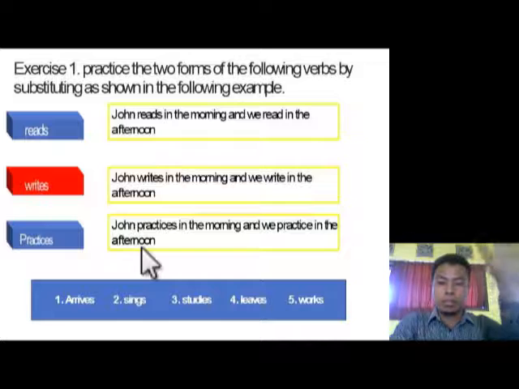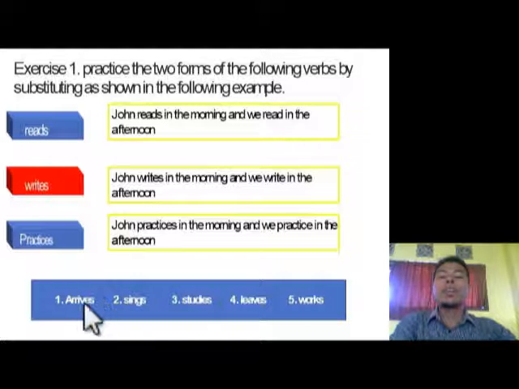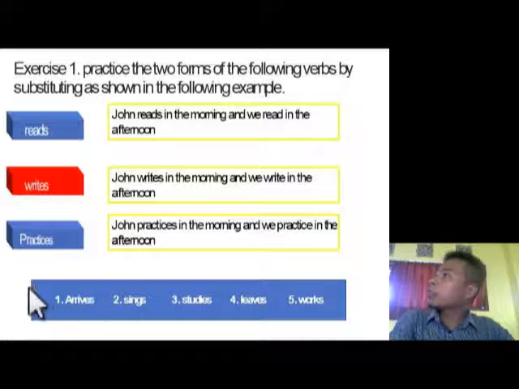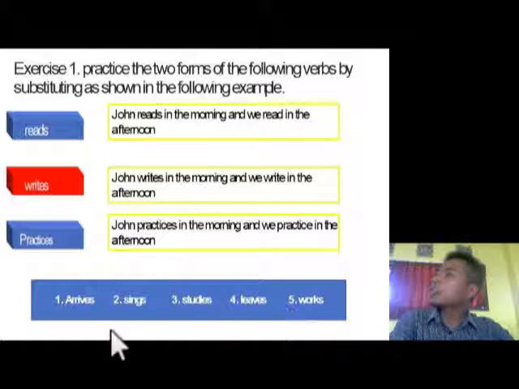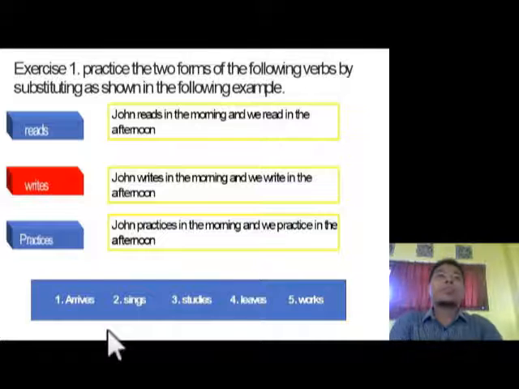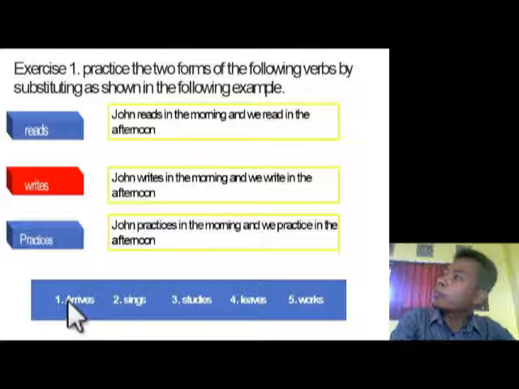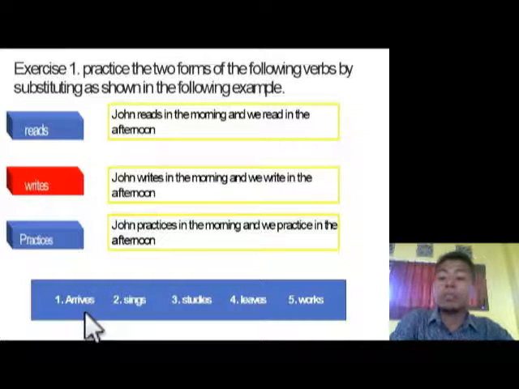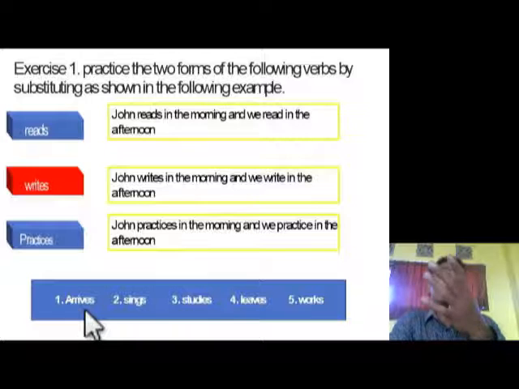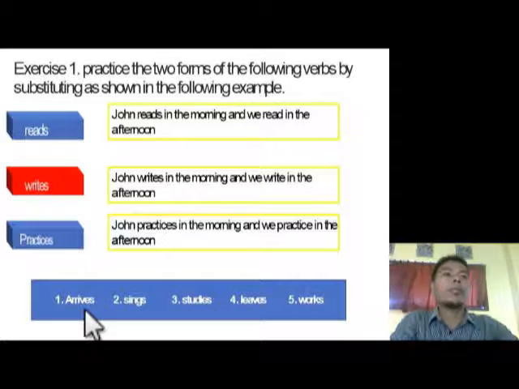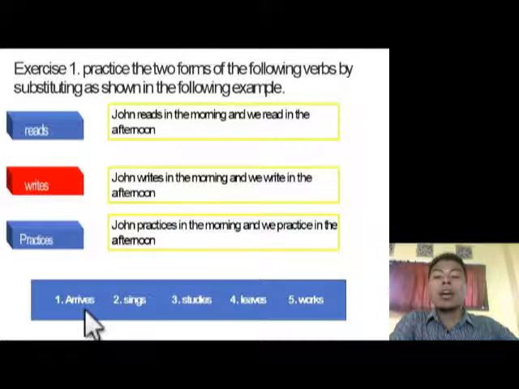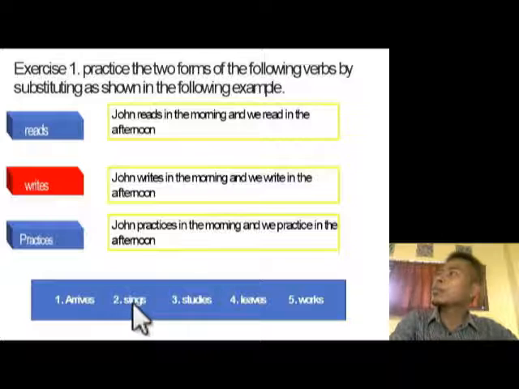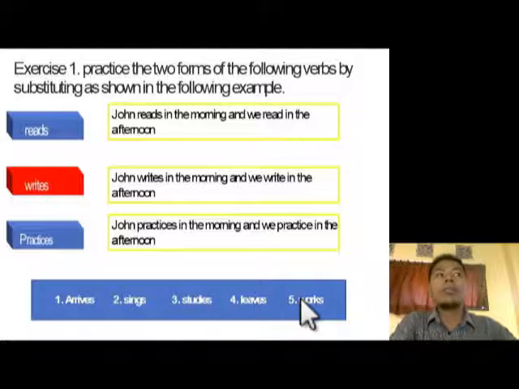Okay, in your book. I have provided you 5 words here. You try to make sentences as in the example above. Okay, I will give you the answer for number 1, arrives. You can use other subjects, ya. Misalnya Mary. Mary arrives in the morning, and you arrive in the afternoon. Okay, you can continue with number 2, 3, 4, and 5 by yourself.